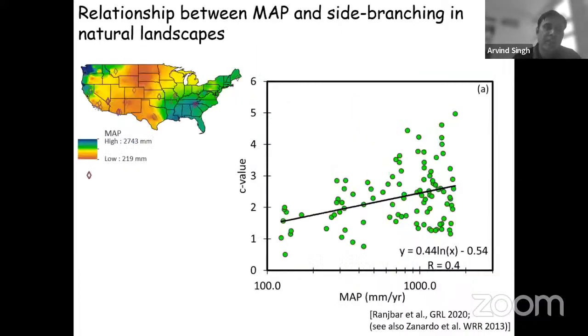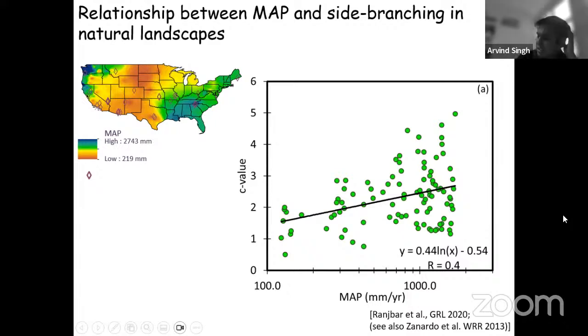When we extract the river networks from different basins exhibiting different climate aridity index or mean annual precipitation, what we observe is that the C value, which again expresses the degree of side branching in a given network, increases with increasing mean annual precipitation.